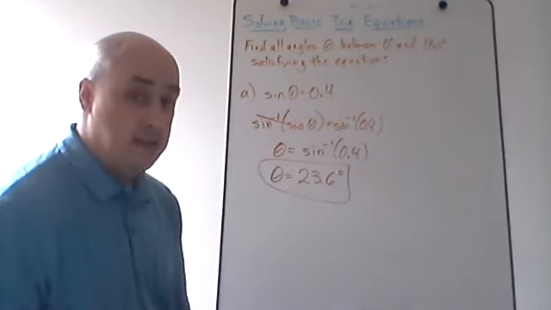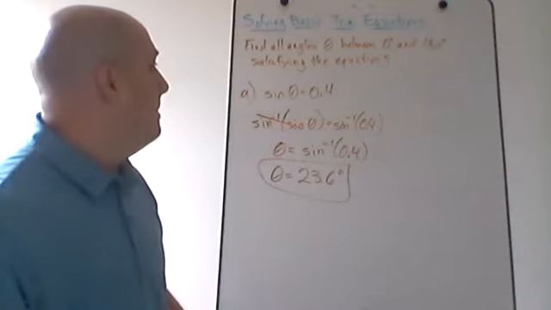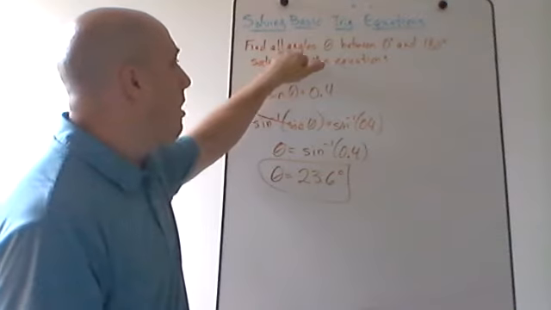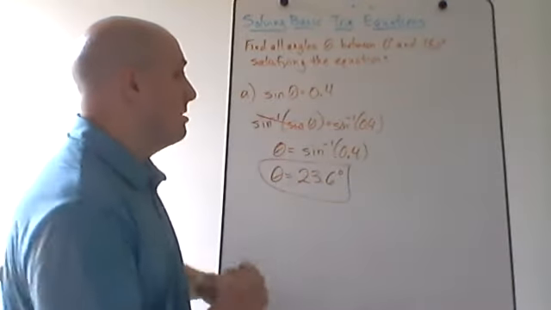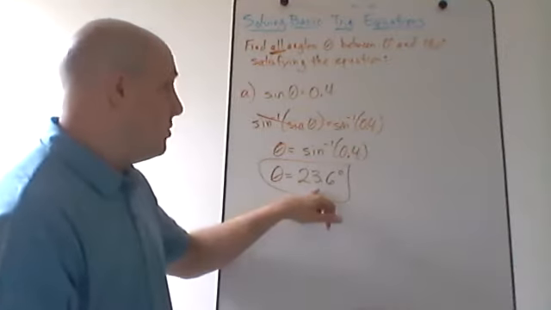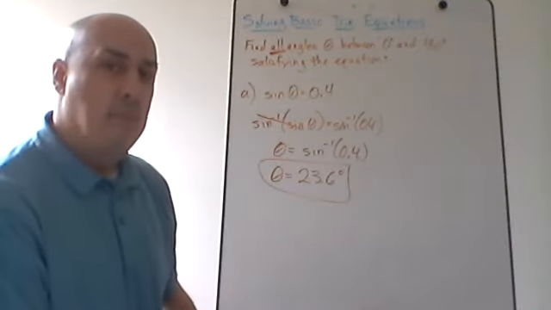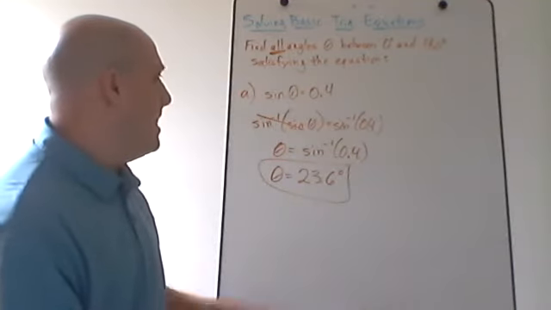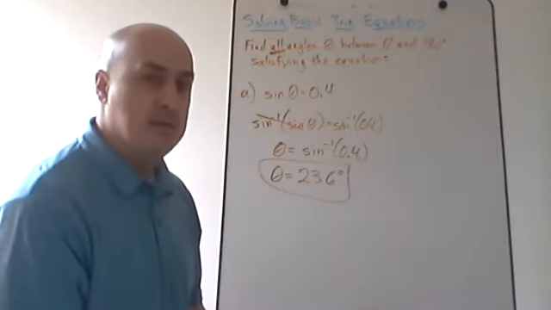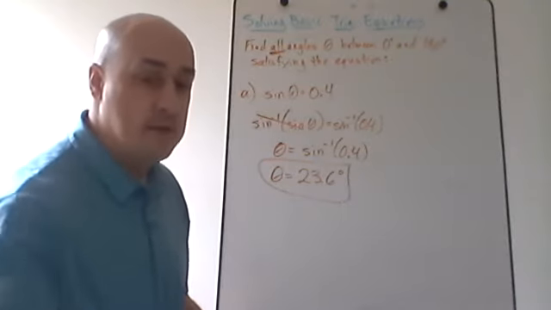Well, that's not it. We've solved this equation. We got our angle theta, but it asked me to find all the angles between 0 degrees and 180 degrees, right? All angles, right? So 23.6, that is between 0 degrees and 180 degrees, but is that the only one between 0 and 180 where the sine of that angle equals 0.4? Maybe it is, maybe it's not. We have to check it out to see, right?